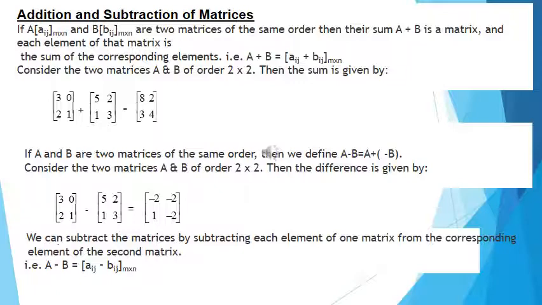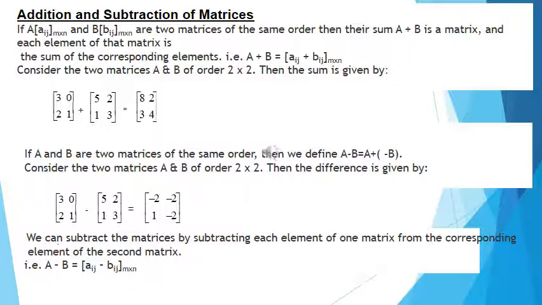So if A is a matrix of order m by n, A = [aij], and B = [bij] of m by n are two matrices of the same order, then the sum A plus B is a matrix, and each element of the matrix is the sum of the corresponding elements: A plus B is equal to aij plus bij, an m by n matrix. Consider the two matrices A and B of order 2 by 2. Then the sum is given by C.